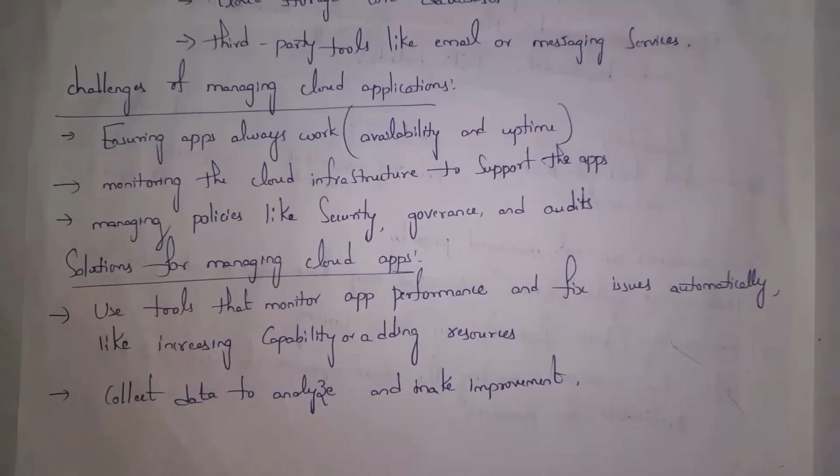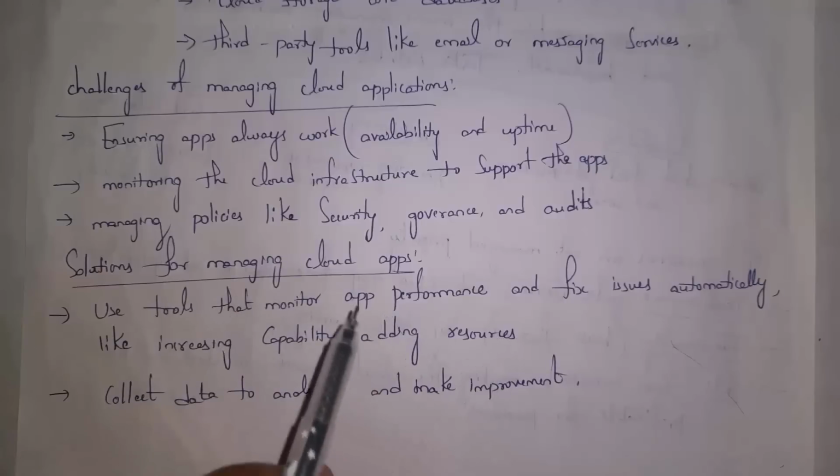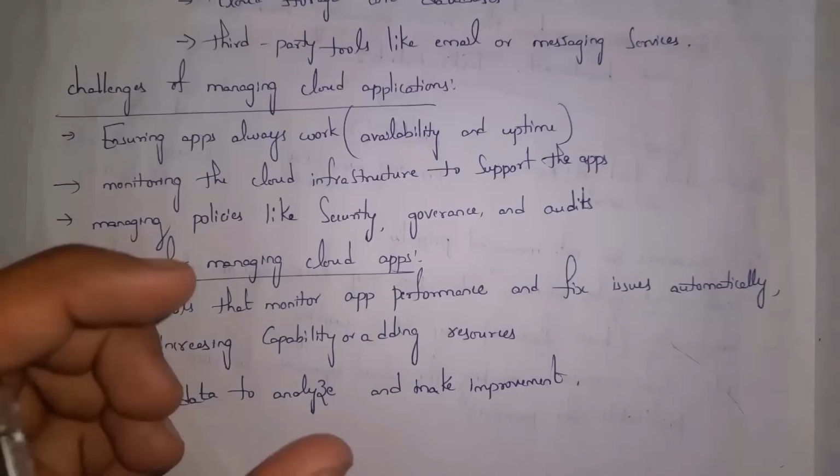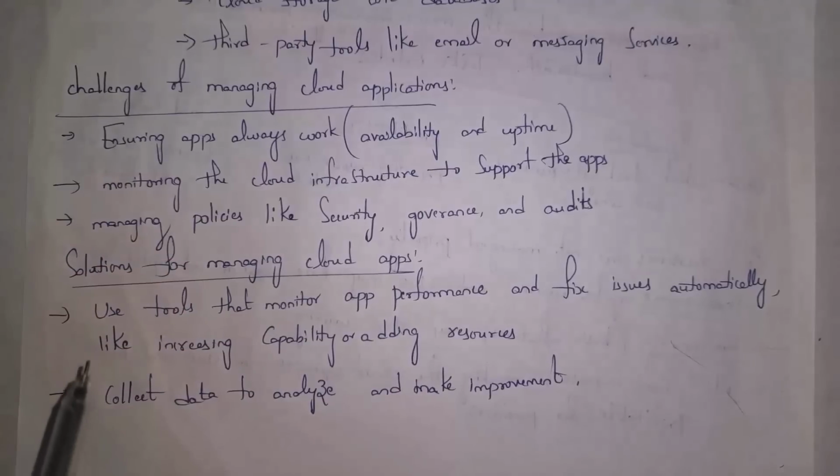And the first one is use tools that monitor app performance and fix issues automatically, like increasing capacity or adding resources. As for example, I placed an app in one server, but memory is full. So cloud contains so many tools that will monitor our application, like it will monitor app performance and fix issues automatically. So whenever memory is full, automatically some tools will give alert messages. So based on that, we can immediately increase memory. So first solution is we need to use tools that monitor our application.